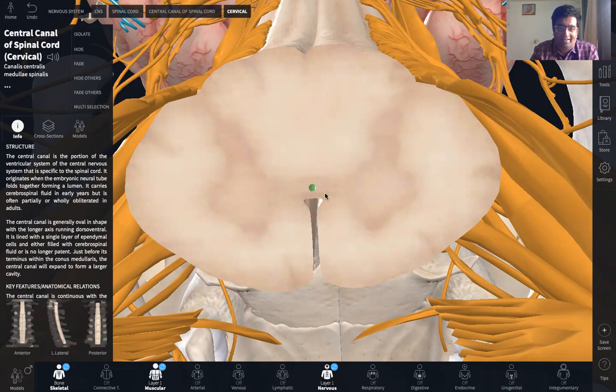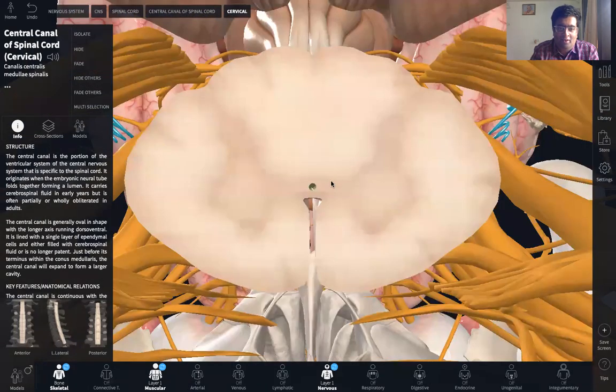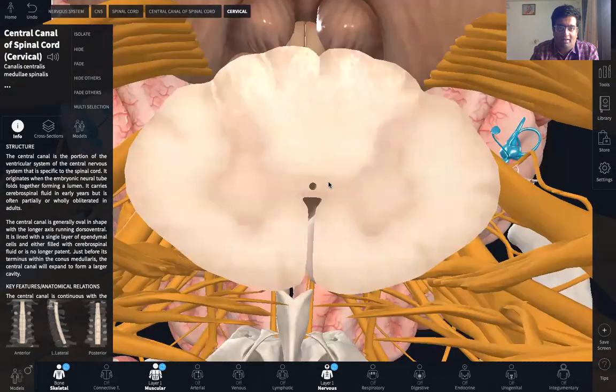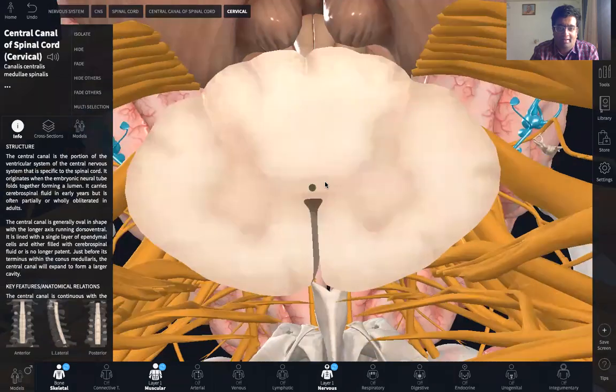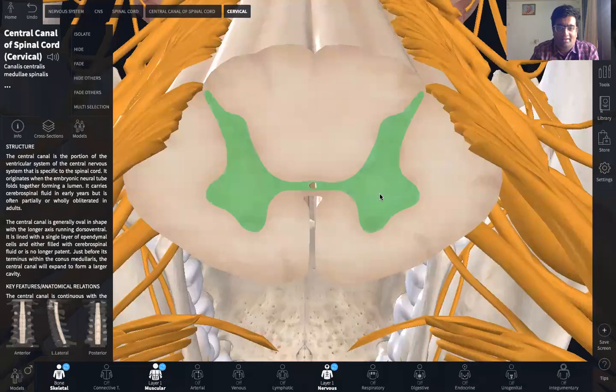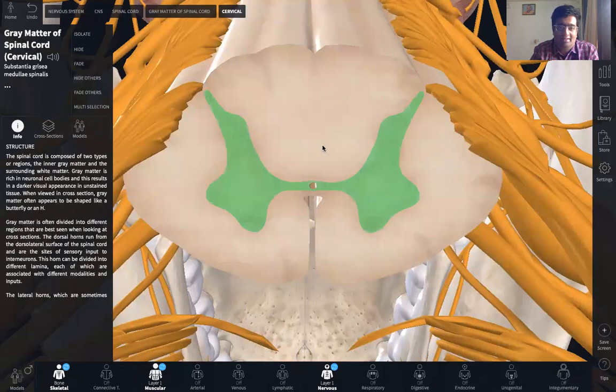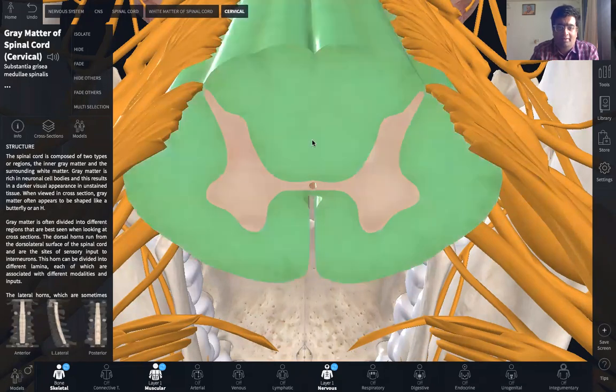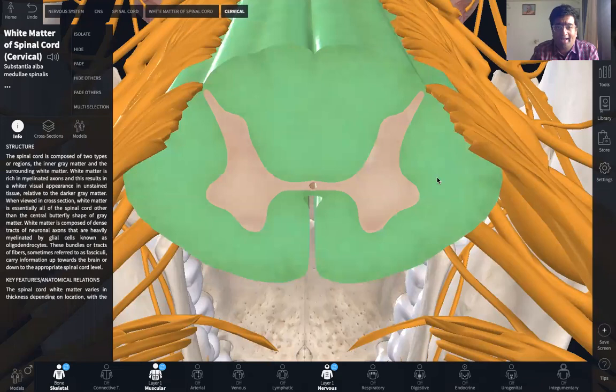Now, this central canal is in continuity with the ventricles or the cavities of the brain, and it is also filled with the cerebrospinal fluid. So I repeat, this is the gray matter that is present on the inside, roughly H-shaped, having two horns, the dorsal horn and the ventral horn. And here you have the white matter that is present on the outside. So that, my dear friends, is the structure and the function of the spinal cord.